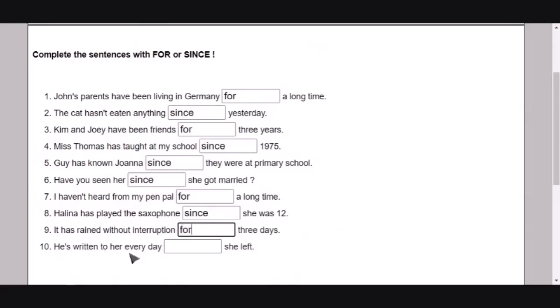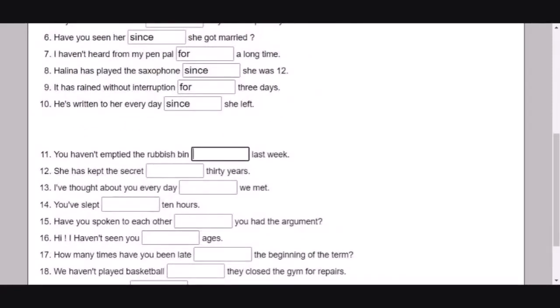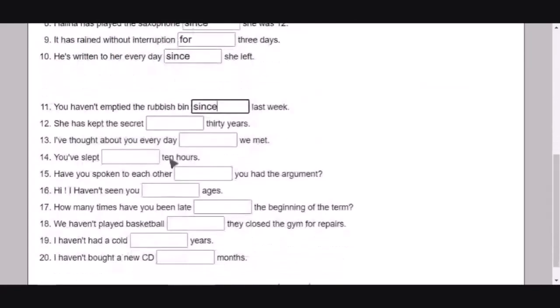He has written to her every day since she left. You haven't emptied the rubbish bin since last week. She has kept a secret for 30 years. I've thought about you every day since we met. You've slept for 10 hours. Have you spoken to each other?